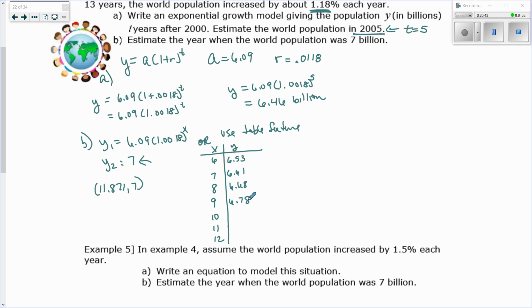Right, 9 was 6.768, sorry. And then 10 was 6.848, and then 11 is 6.9288. And finally, for year 12, we have 7.0106. So this happens sometime between the 11th and 12th years. And since we're talking about whole years, we're not talking about part of years, we have to say the 12th year.